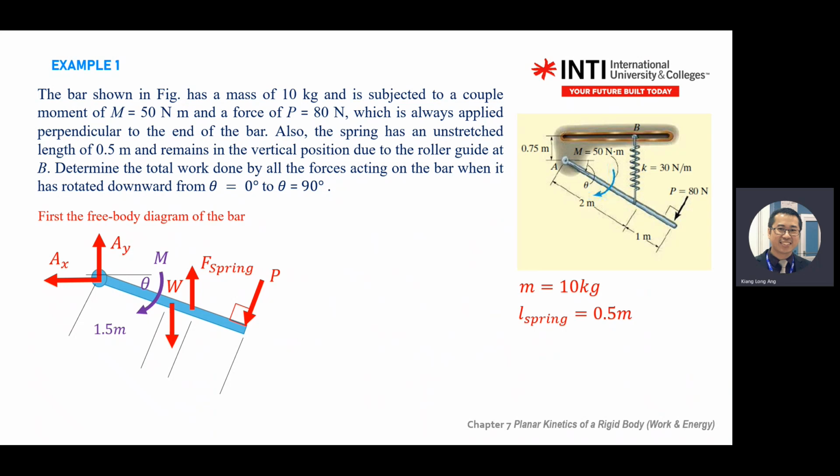What if the original is longer? Then it's compressed already. Compressed, then the x will be negative. But still you get a positive value because it's squared. If you calculate work, you still get the positive value.